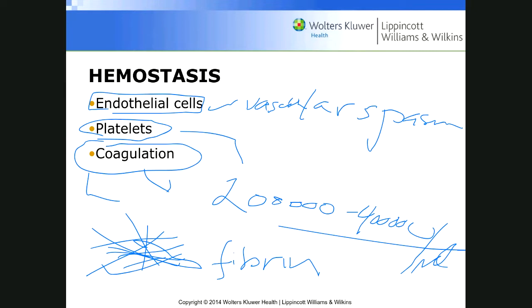The other pathway is called the extrinsic pathway. It's much quicker to act, about 15 seconds or so. The extrinsic pathway requires a factor which is outside of the blood, which is thromboplastin, or factor 3, if you will.